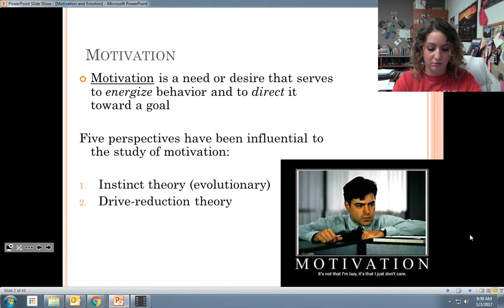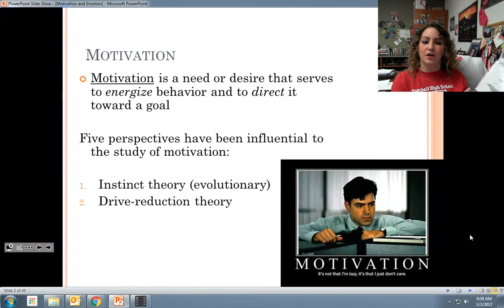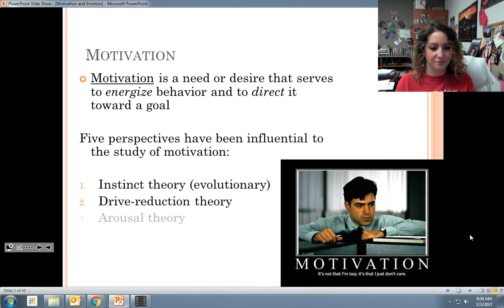I have a picture from class, if I can find it. Homeostasis. It's a good balance. Let's say that you are cold, you're motivated to put a jacket or a blanket on, but you're not motivated to throw yourself in a fire to warm up. So it's just enough.